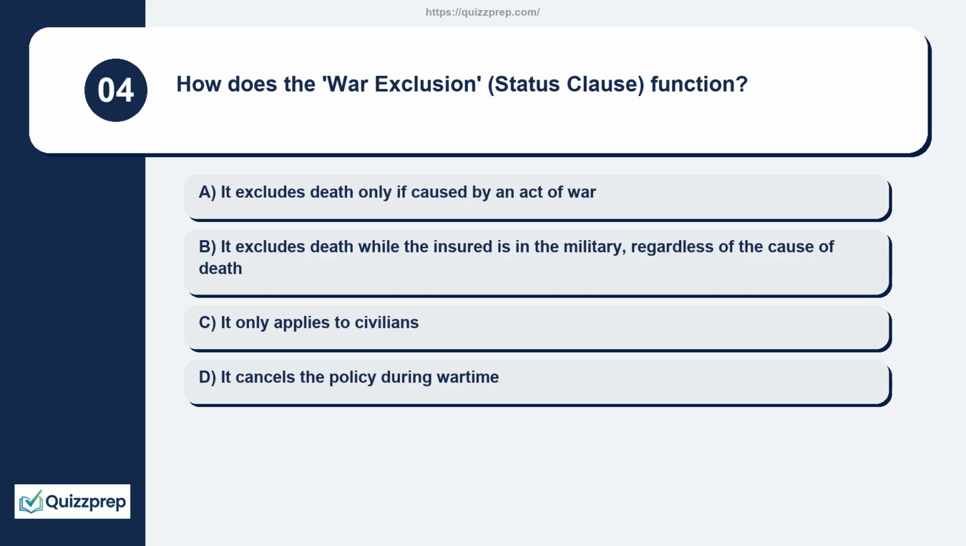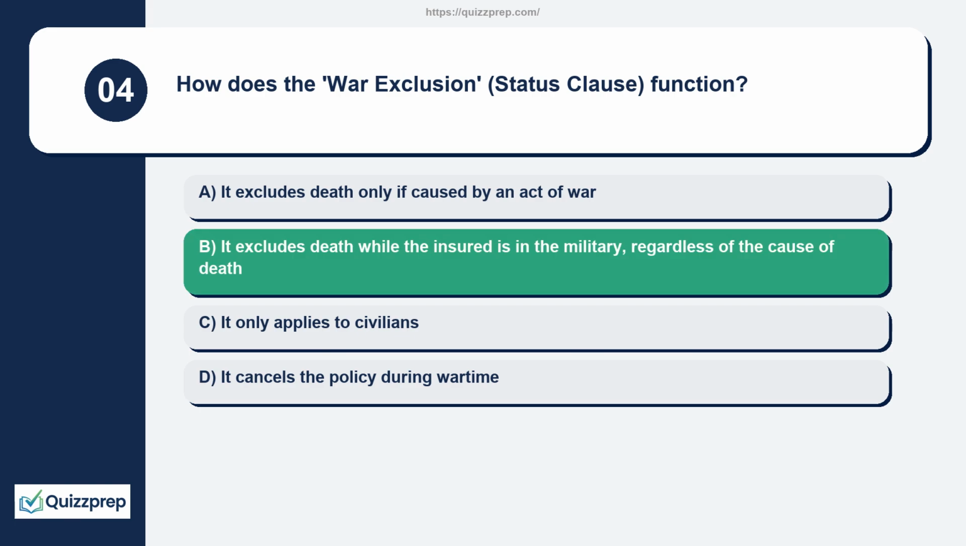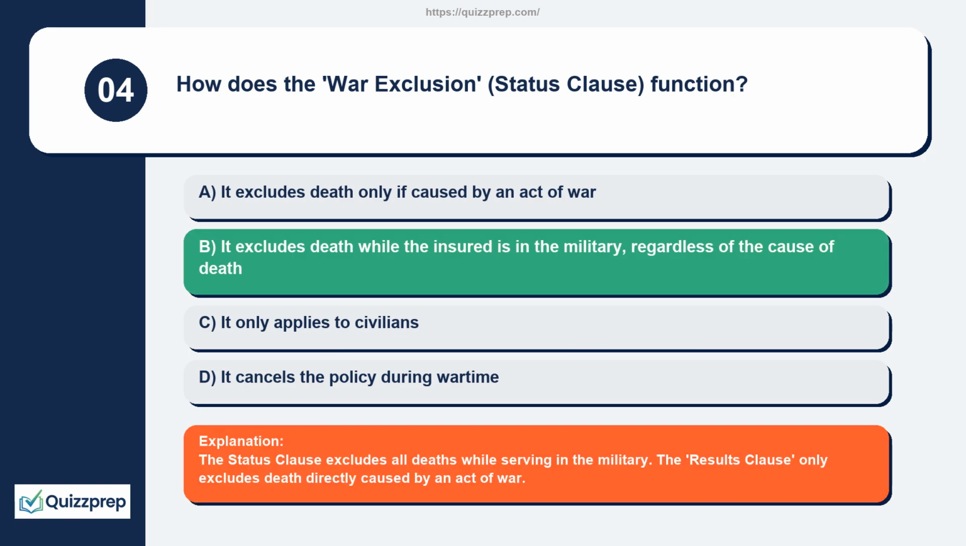Question 4. How does the war exclusion status clause function? It excludes death only if caused by an act of war. It excludes death while the insured is in the military, regardless of the cause of death. It only applies to civilians. It cancels the policy during wartime. The status clause excludes all deaths while serving in the military. The results clause only excludes death directly caused by an act of war.